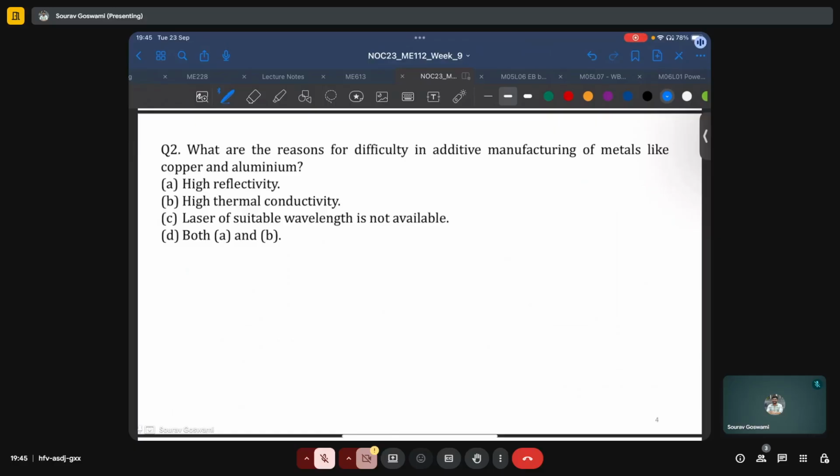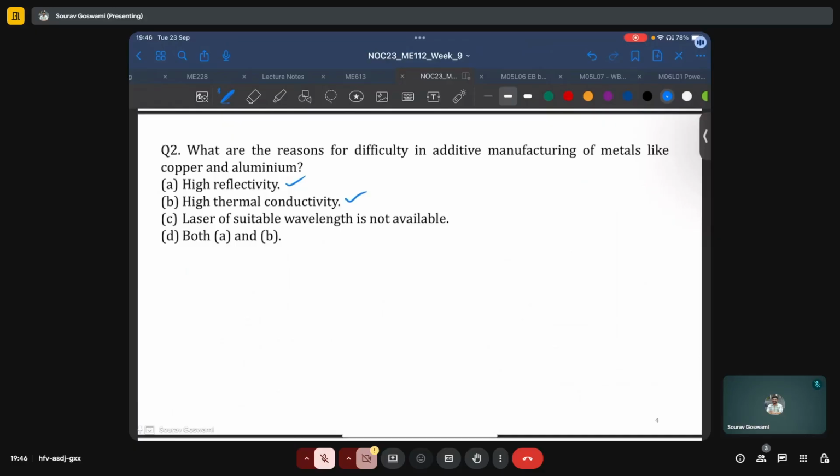We have discussed some of these points before, so it may be easy to answer. We know that both copper and aluminum typically have very high reflectivity, which means that most of the laser energy which is incident on them actually gets reflected away. They also have very high thermal conductivity, and so rather than localized melting, the heat is conducted away very quickly, leading to an overall rise in temperature in the entire bulk of, say, the substrate or pre-deposited part, but not localized melting.